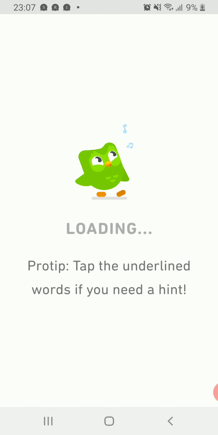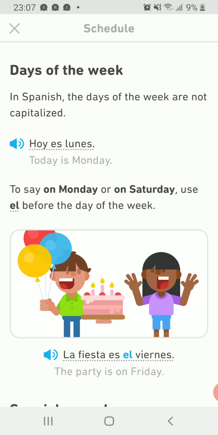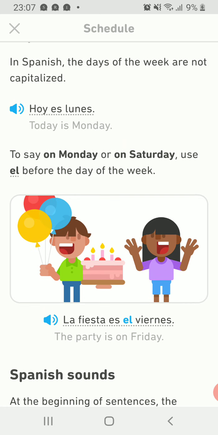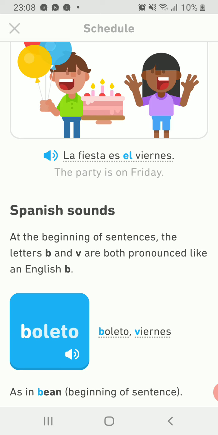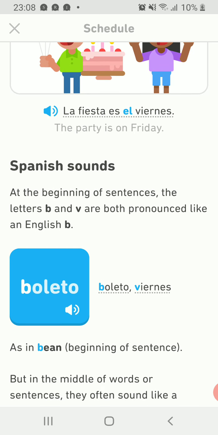Let's see what are the tips for this lesson. Tap the underlined words if you need help. So days of the week in Spanish are not capitalized. This is something you need to remember. Hoy es lunes, today is Monday. To say on Monday or on Saturday, use el. It's kind of a definite article before the day of the week. La fiesta es el viernes, the party is on Friday.